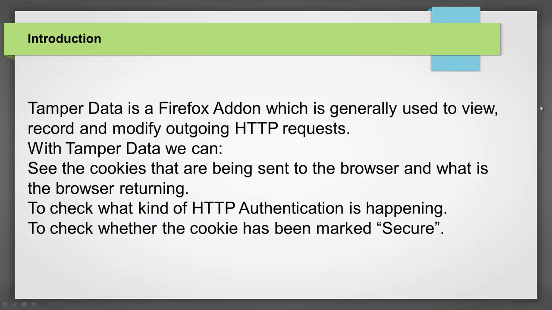Introduction: Tamper Data is a Firefox add-on which is generally used to view, record and modify outgoing HTTP requests. With Tamper Data we can see the cookies that are being sent to the browser and what the browser is returning. It is also used to check what kind of HTTP authentication is happening, and whether the cookie has been marked secure or not.